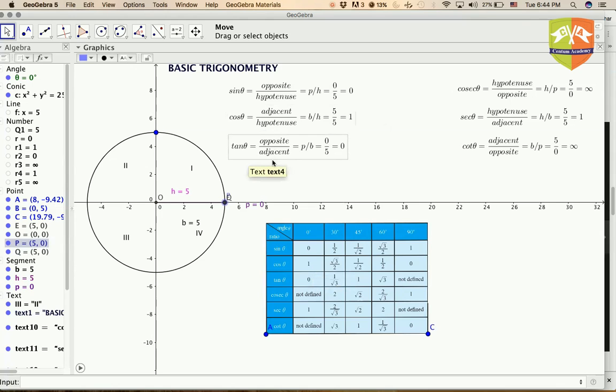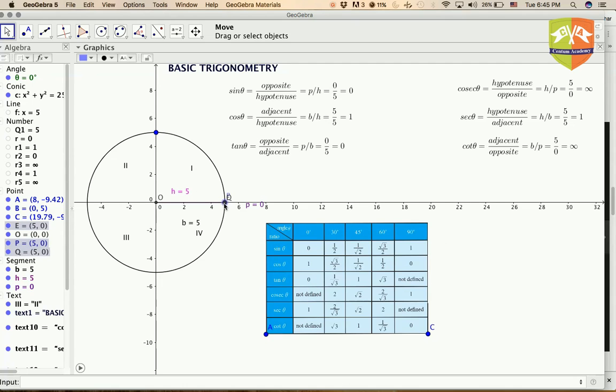Now, tan becomes opposite by adjacent. Opposite was 0 and adjacent is 5. So 0. Now cosec was the reciprocal of sine theta. So if you see, it has become 5 by 0, which is infinity, right? Or it's shown as infinity, but it's not defined. Any number divided by 0 is not defined. Similarly, sec theta was hypotenuse by adjacent. So hypotenuse is 5, adjacent has become 5, so it has become 1. Cot theta was adjacent by opposite, so adjacent was 5. Opposite is 0, so it is again undefined. So if you see, all these numbers are here.